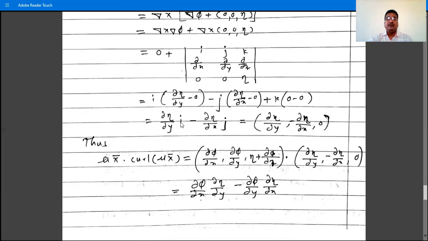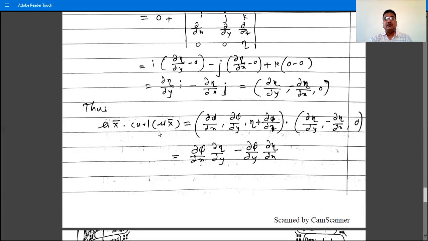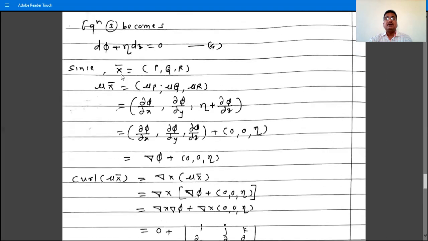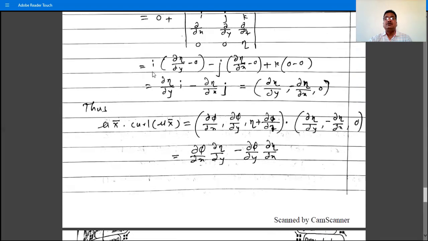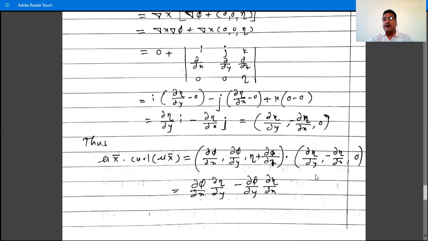So ∂ν/∂y, minus ∂ν/∂x, and 0. So μ x̄ · curl μ x̄ is this. μ x̄ is this vector: ∂φ/∂x, ∂φ/∂y, ∂φ/∂z. This is μ x̄. And curl x̄ is this vector: ∂ν/∂y, minus ∂ν/∂x, 0.